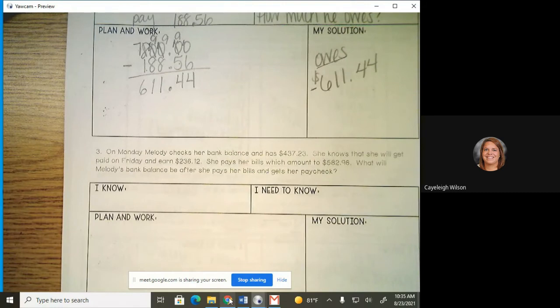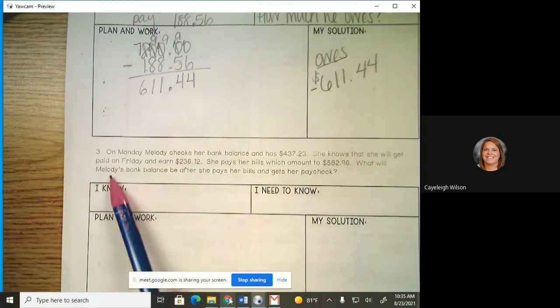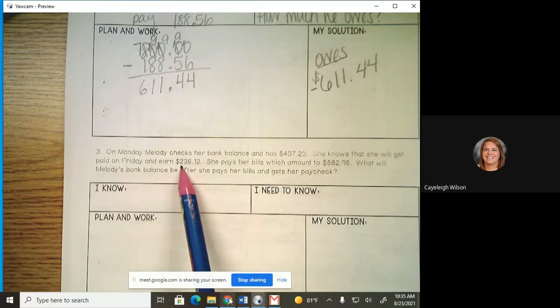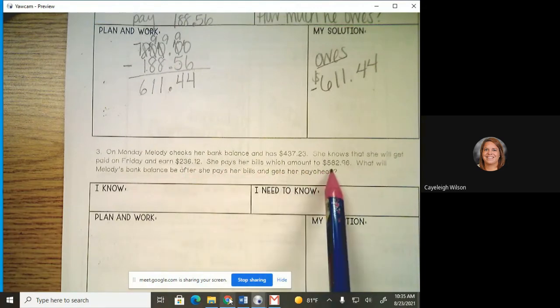Okay, so we're going to read it first, and then we'll underline and circle. On Monday, Melody checks her bank account and has $437.23. She knows that she will get paid on Friday and earn $236.12. She pays her bills, which amount to $582.96. What will Melody's bank balance be after she pays her bills and gets her paycheck?